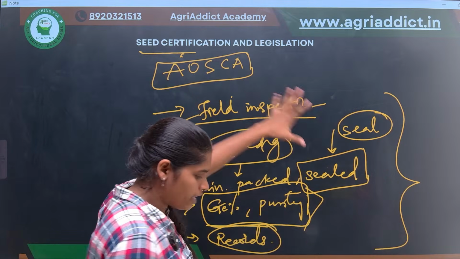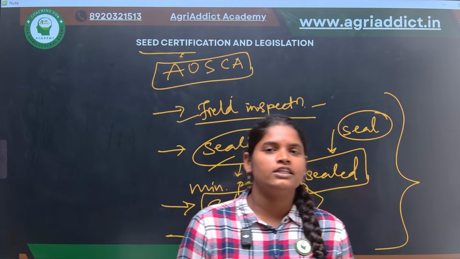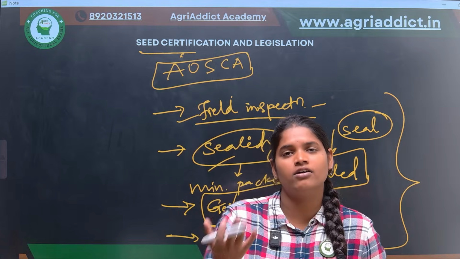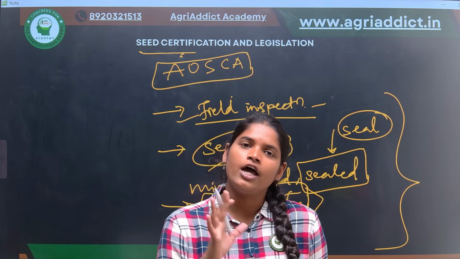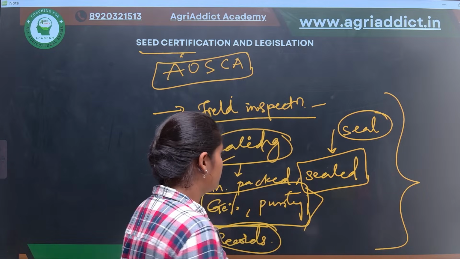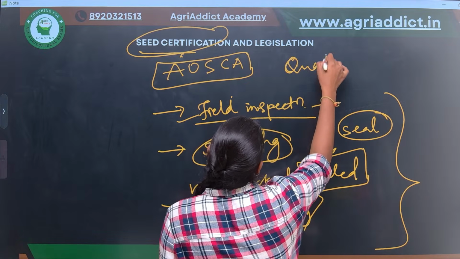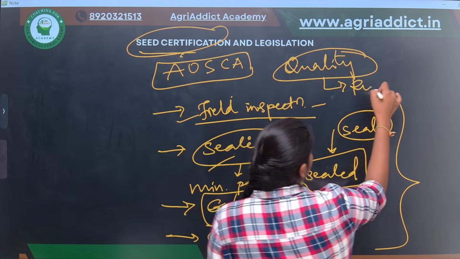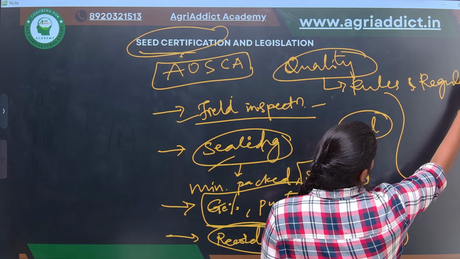So, okay, now seed certification. Yes, I want to give very quality seed to all the farmers. But is it really possible? If you don't have any person who is controlling you or monitoring you, are you really working efficiently or not? How would they know that? So to control the quality, we need someone who will regulate our works and our functions. So we need some rules and regulations, right?